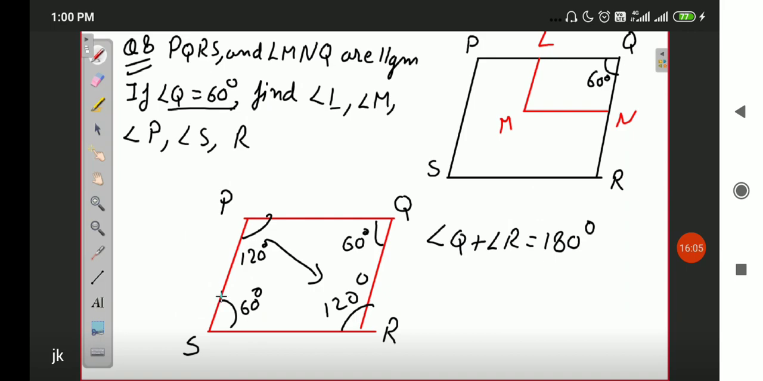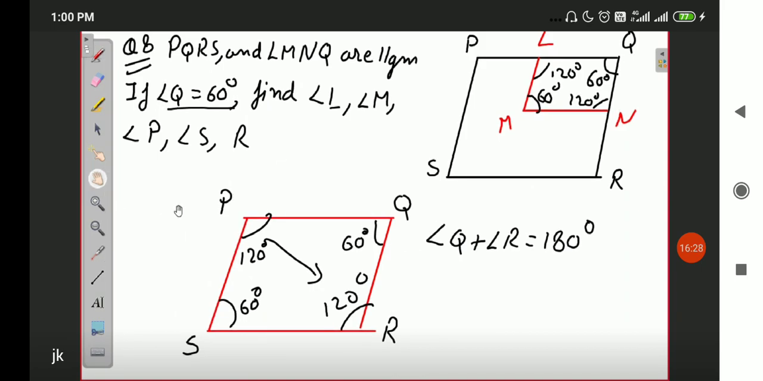In the same manner, you can try to do it for the smaller parallelogram. For this also, angle M will be 60 degree, angle N will be 120 degree, and angle L will be 120 degree, using the same concept. Okay. There is question number 4, first part, that is to be done in this way only. I hope you get it. You have to figure it out by yourself.